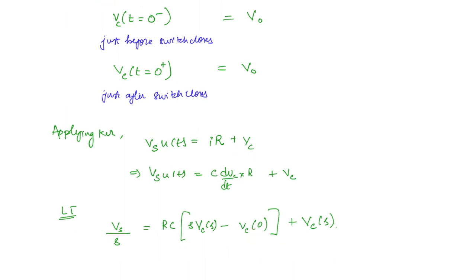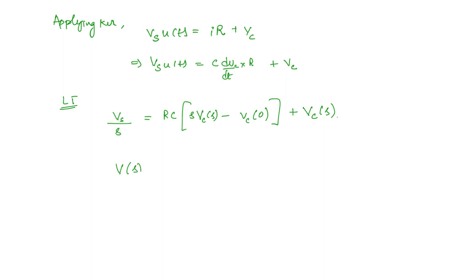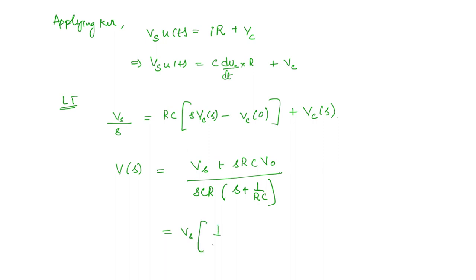So, if you rearrange, you are going to get the function Vc of S as Vs plus S R C V0 divided by S times (S C R plus 1). Here instead of Vc of 0, I have simply taken V0, because that was the initial value that we took. Now, if you apply the partial fraction, you are going to get Vs into 1 by S minus 1 by S plus 1 by RC. I am writing the final result, plus V0 by S plus 1 by RC. So, we got it in a form where we can easily apply the inverse Laplace transform.